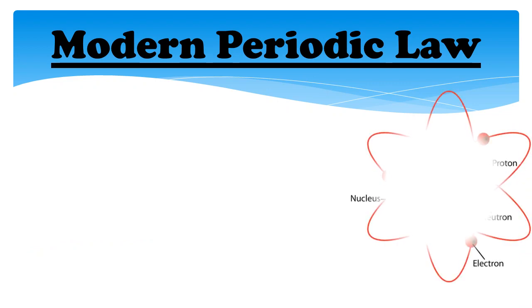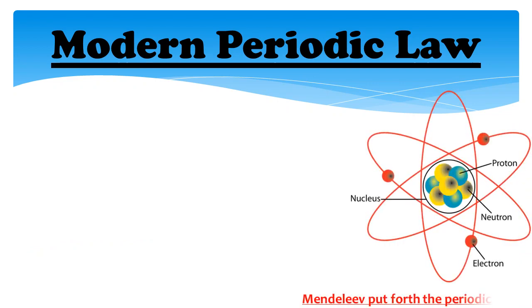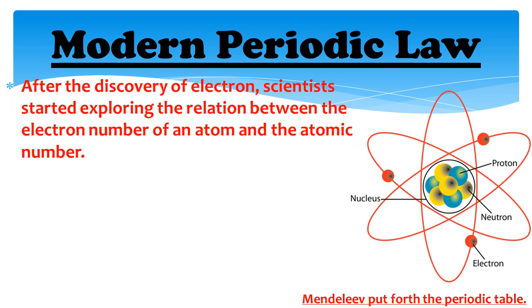Students, the scientific world did not know anything about the interior of the atom when Mendeleev put forth the periodic table. We know the structure of an atom: inside the nucleus, it contains positively charged protons and neutrally charged neutrons, and around the nucleus negatively charged electrons are revolving around a particular orbit. So after the discovery of the electron, scientists started exploring the relation between the electron number of an atom and the atomic number.